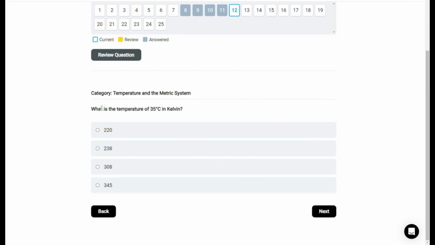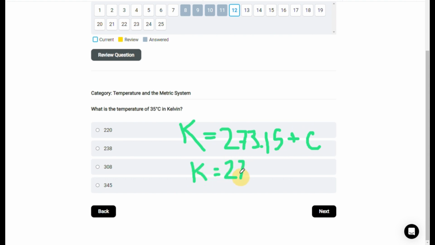Next question, what is the temperature of 35 degrees Celsius in Kelvin? Just like the last questions, this one also uses the relationship of two temperature measurements. So again, the equation we'd want is Kelvin is equal to 273.15 plus Celsius. In this example, we're given the degrees in Celsius, which makes this fairly simple. So we can just add them together. 35 degrees right here, and Kelvin would be equal to 308.